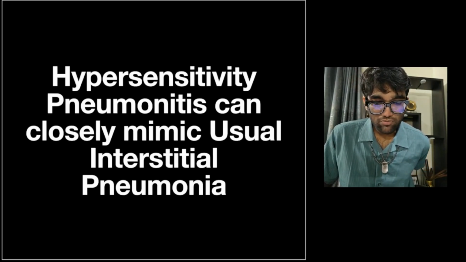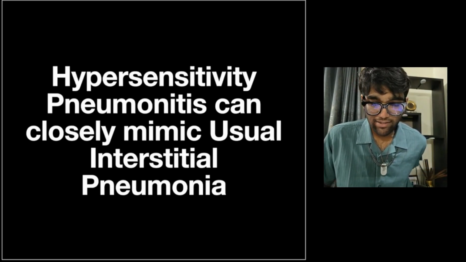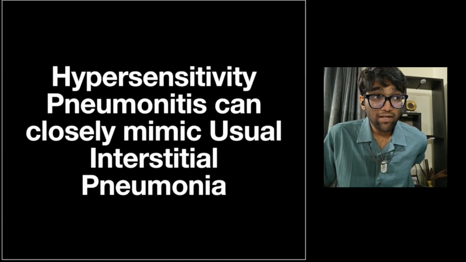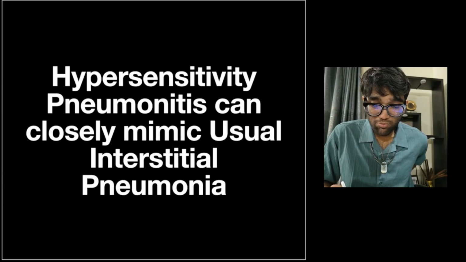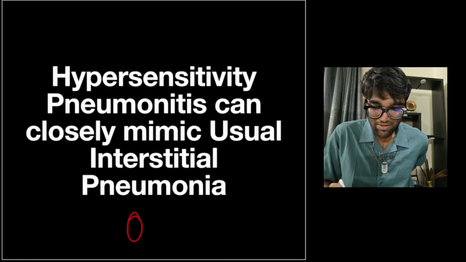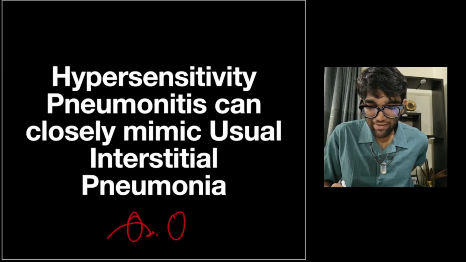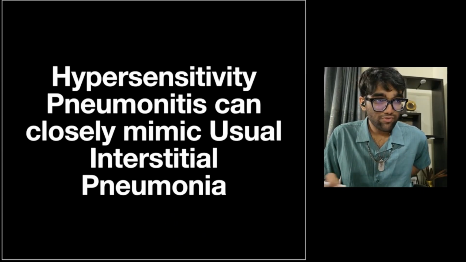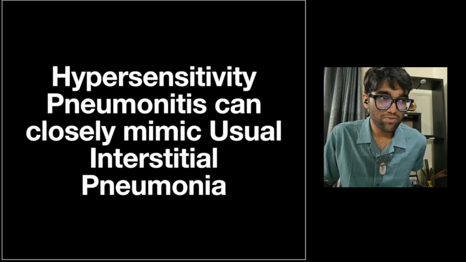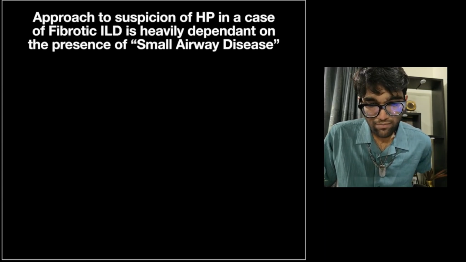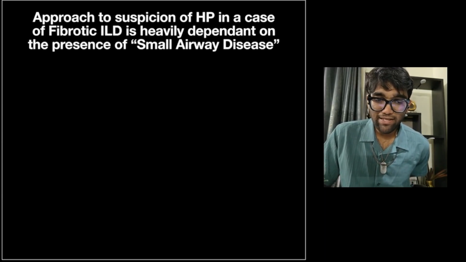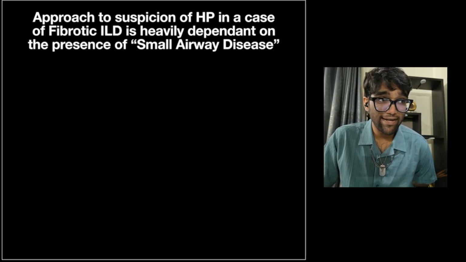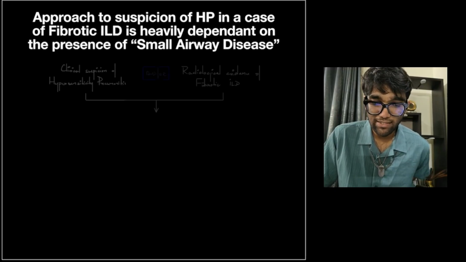So now the thing is, there is one entity, hypersensitivity pneumonitis, that can closely mimic usual interstitial pneumonia. But again, it has to jump through multiple hoops. So it has to jump through these hoops, and then only then can it mimic UIP. Now, so we need to see whether or not it has jumped through those hoops. So the approach to a suspicion of HP in a case of fibrotic ILD is heavily dependent on the presence of a radiographic entity called small airway disease.